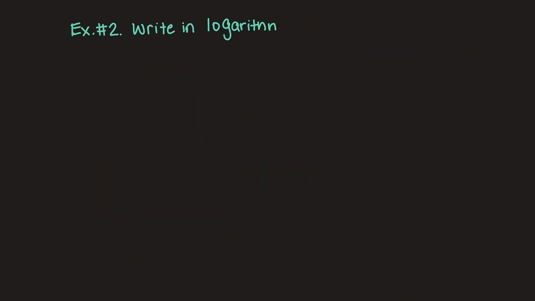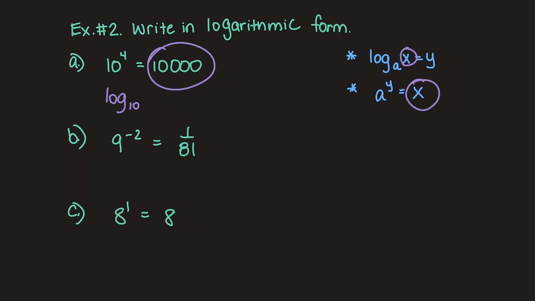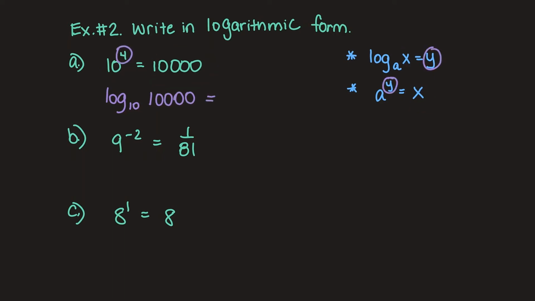Let's also try a few examples of converting from exponential form to logarithmic form. We can start by writing out the word log, and then our base of the equation in exponential form will be the base of the log, so we have log base 10. The input of the log will be what the exponential expression equals, so 10,000. And then this will equal the exponent of the base, so 4. And now the exponential equation is converted to logarithmic form.